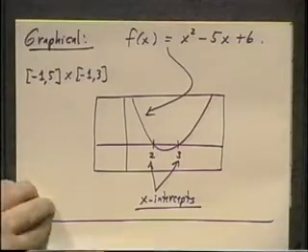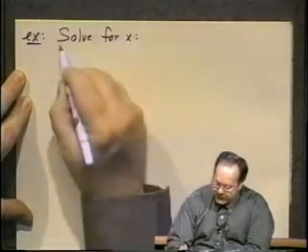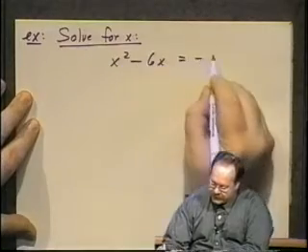All right. Well, let's look at another example. Try and build up a selection of examples in your mind. Here's another one to look at. Solve for x once again. This is x squared minus 6x equals minus 9.